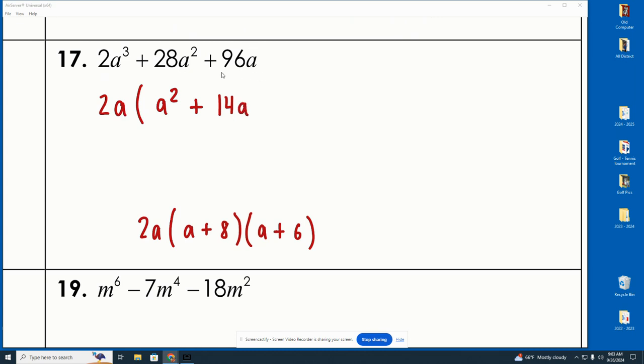Now let's go to the last one. What's positive 96 divided by 2? Positive 48. And then, of course, what happens to a divided by a? It cancels. Well, it becomes a 1, right? It becomes a 1. So, there we have it.